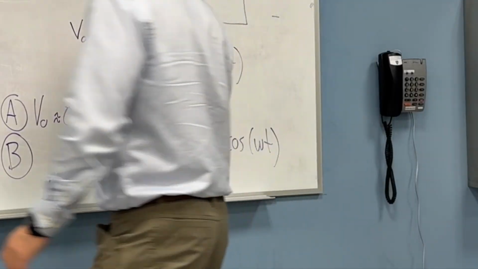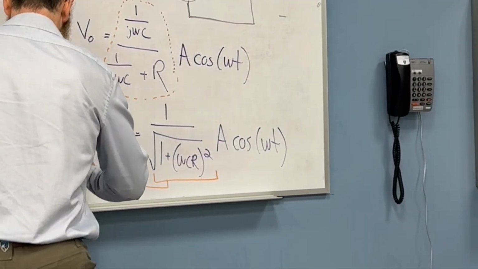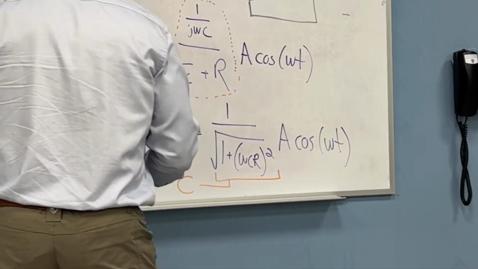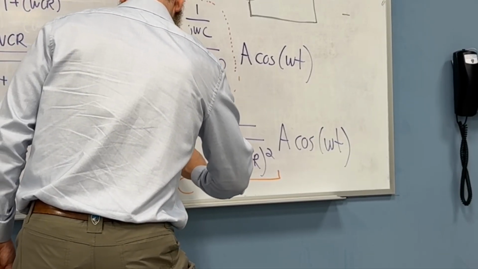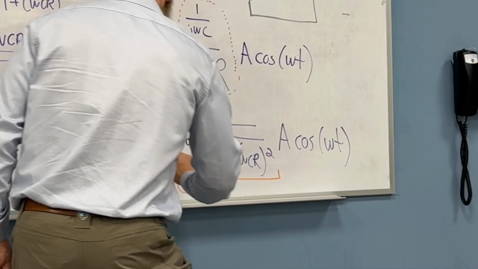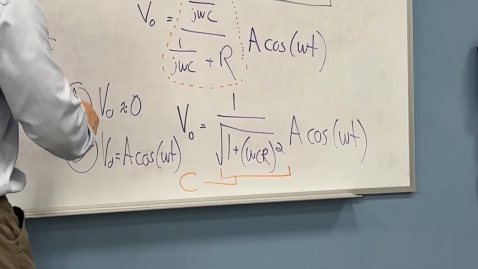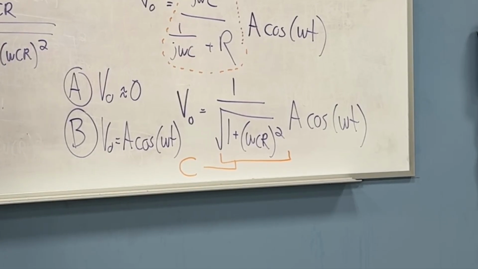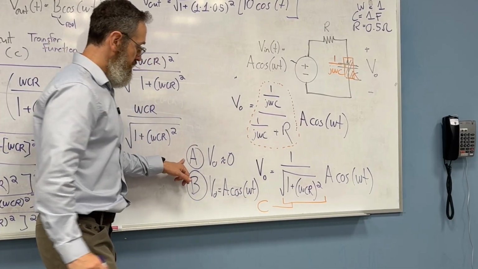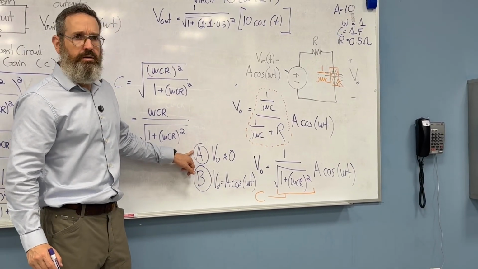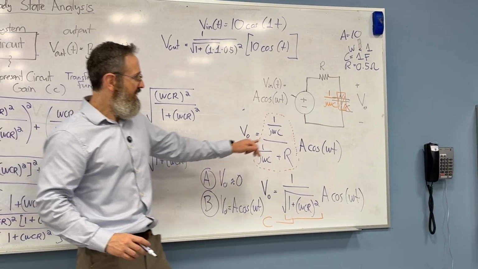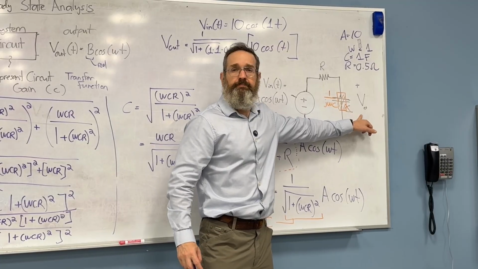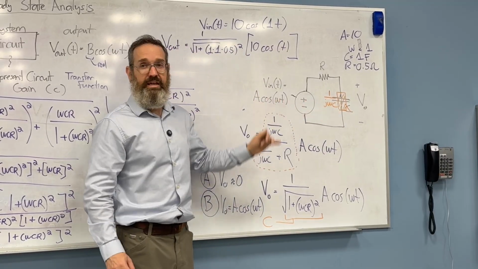And so what we get in this case is that V out is equal to A cosine of WT. So when the frequency was big, nothing came out. And when the frequency was slow, the thing that came out is the same as the thing that came in.